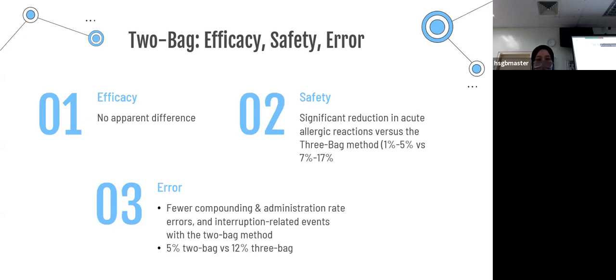As for the errors, because you are dealing with 2 bags, the necessity to change 2 bags instead of 3 bags means there is less opportunity for errors in the 2-bag method. It is reported that approximately 5% of errors occur in the 2-bag method, versus 12% of errors in the 3-bag method.